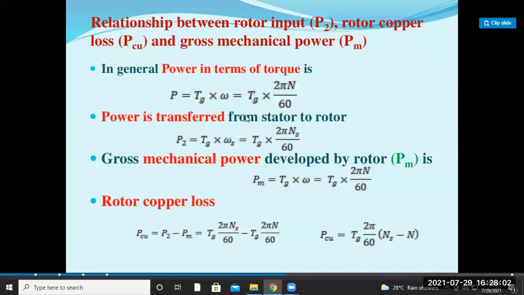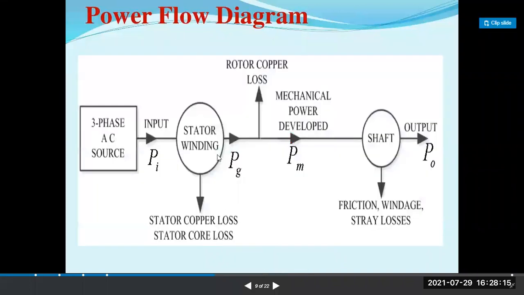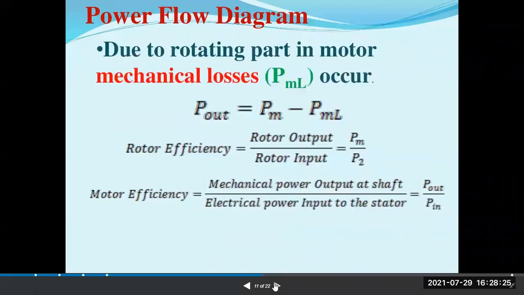Now the power transferred from stator to rotor, that means the output power of the stator and the input power of the rotor, will be equal to P2. As you can see from this diagram, this is taken as P2. So this is the stator part output, and this output becomes the input to the rotor, that is P2. That is what is given here.